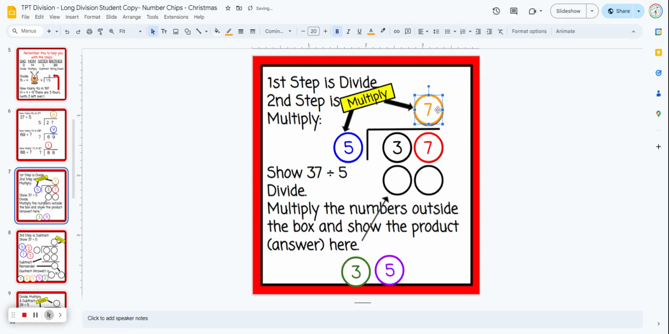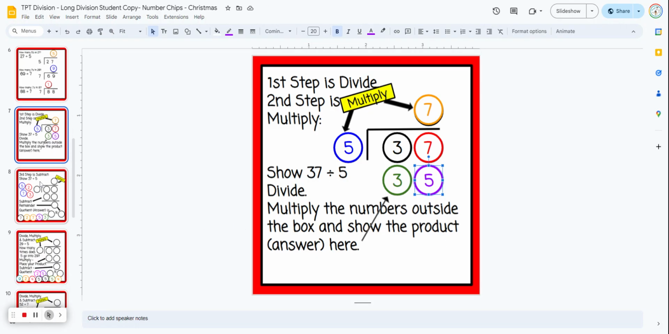And then the second step after divide is to multiply. So they're going to multiply these numbers outside the box. 7 times 5 is 35. So that's just the first 2 steps. Divide, multiply.